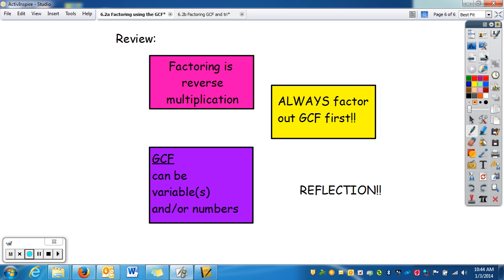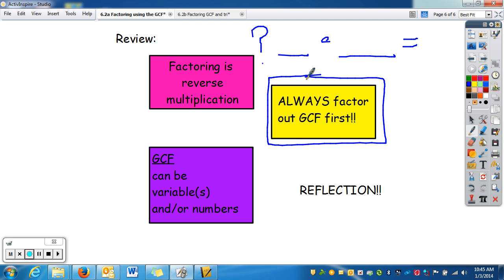Alright, so review. Factoring is just reverse multiplication. It's kind of like a puzzle, like you're just trying to figure out what two things multiply together to give me what you started with. Always factor out the GCF first. I'm going to go over and over this because this is super important and a step students always miss. This is your first step. Factor out the GCF and then you'll have more to do from there. And remember, the GCF can be variables and or numbers.